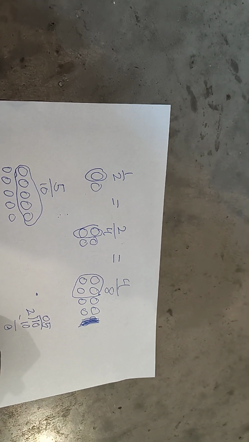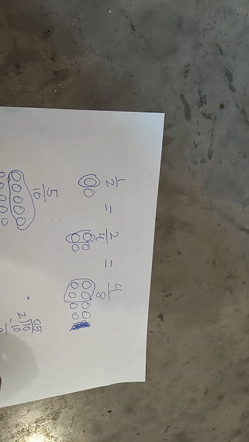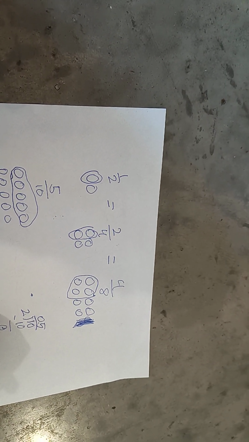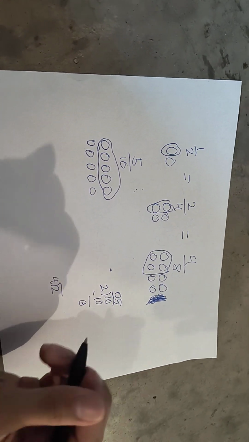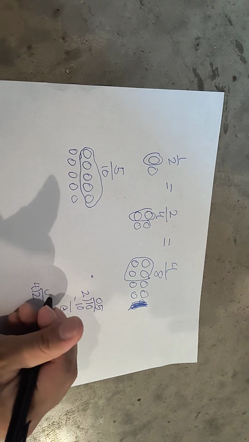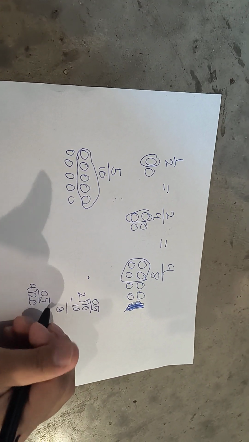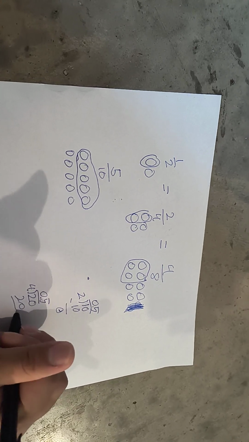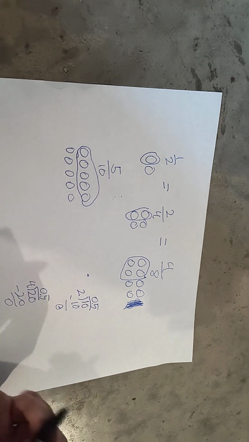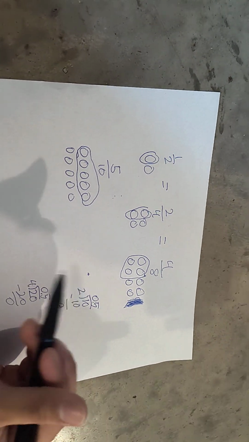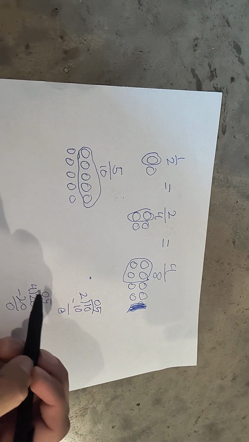If you divide 2 by 4, 4 can go into 2 0 times. 4 can go into 20 5 times. Boom, you get 0.5. They're equal to each other. See, you got the same number.